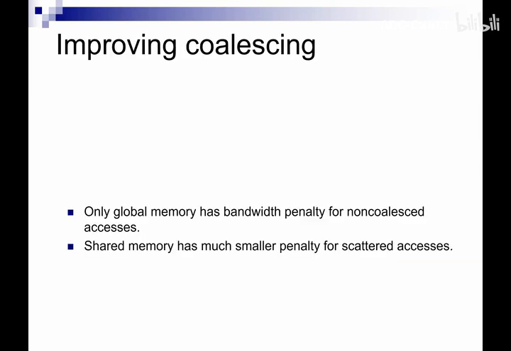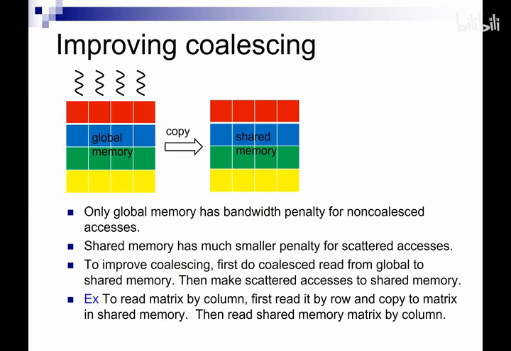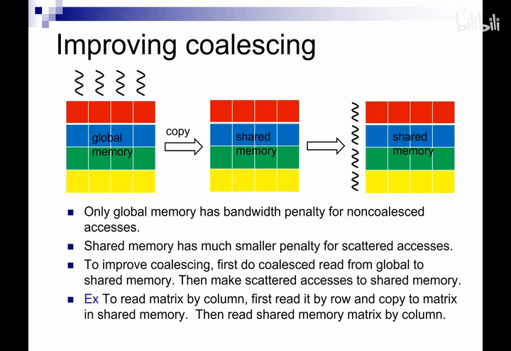So now what do you do? Sometimes you might want to read this matrix column by column. We're going to try to improve coalescing, and the way we're going to do this is to make use of the shared memory again. Ultimately we want to read this matrix column by column, like in this situation over here. But in order to do this, what we're going to do is copy this matrix, which initially was sitting in global memory.